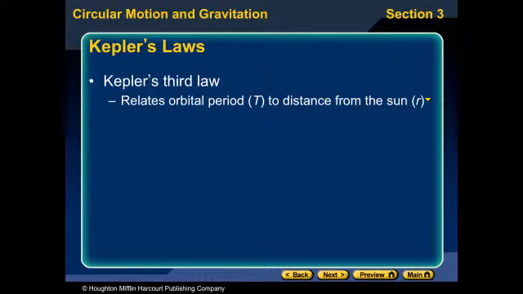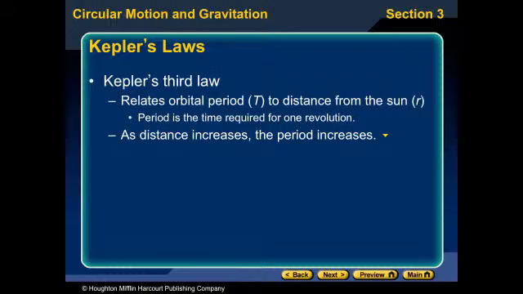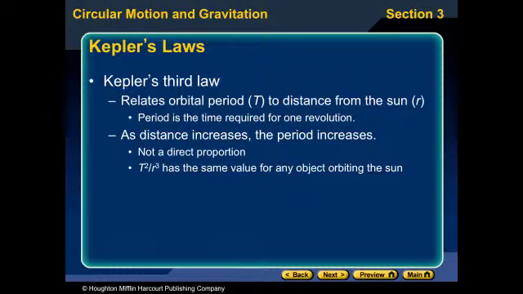And his third law relates the orbital period to the distance from the sun. A period is the time for one revolution around the sun. As distance increases, the period increases, but it's not a direct proportion. T squared over r cubed has the same value for any object orbiting the sun, so we can use that to calculate the period and such.